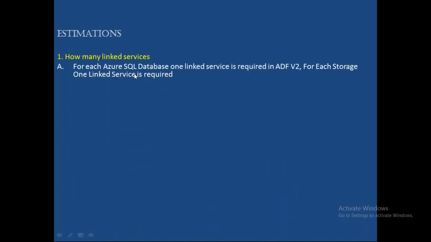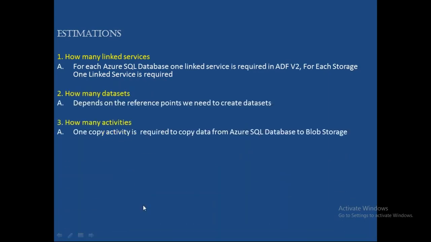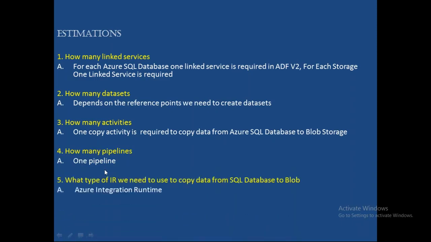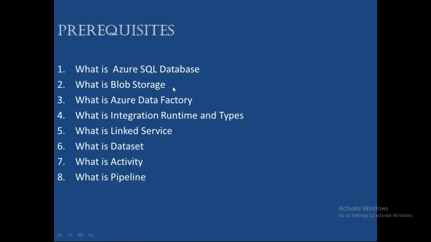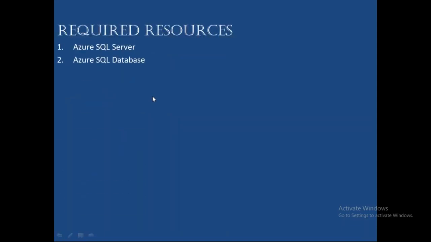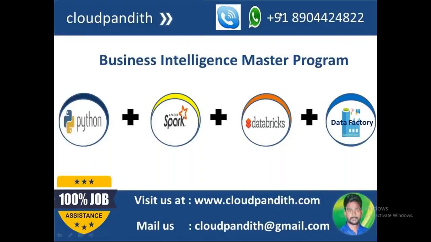Estimations: for SQL database, one linked service; for storage, one linked service. Data sets depend on requirements. Activities: one copy activity for Azure SQL database, 2 Blob Storage copy, and the remaining things as per our requirement. How many pipelines? 1 pipeline we need. What type of IR are we going to use? Azure integration runtime. Prerequisite, we should know all these things. We have knowledge of all of these things, right? Azure SQL database, Blob Storage, data factory, integration runtime types, linked service, data set, activity, pipelines. Next, required resources: Azure SQL Server, Azure SQL Database, Blob Storage, Azure Data Factory V2. So these are the required services, friends.